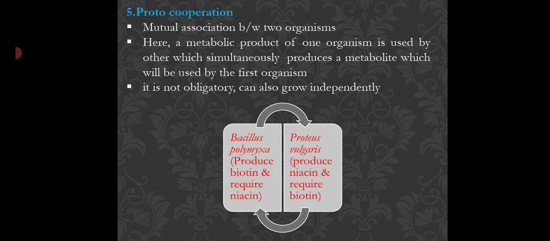The niacin which is produced by the Proteus vulgaris will be supplied to the Bacillus polymyxa. Here both are benefited. The compounds produced by one organism will be supplied to the other. The other organism produces one compound that will be supplied to the first one. So here both are benefited.